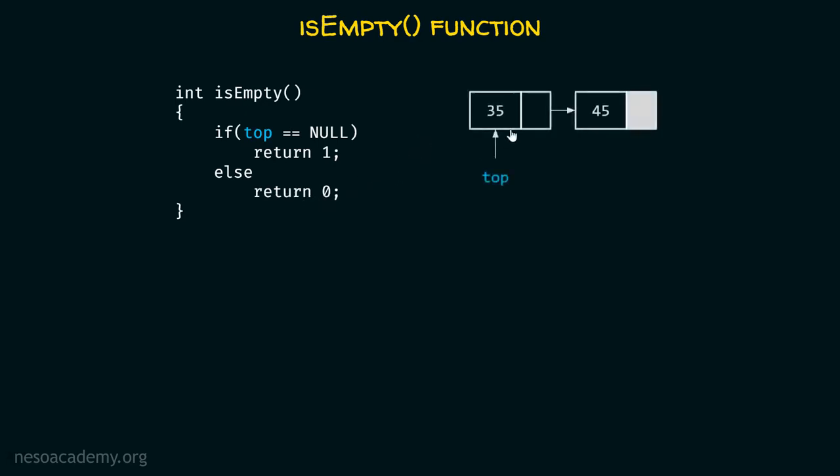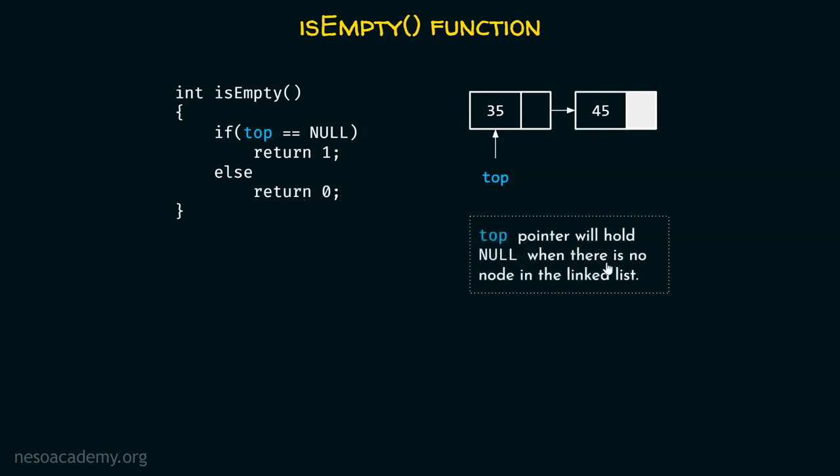Okay, let us suppose this is the initial state of the linked list and the top pointer is pointing to this node, which means top is not null. And this simply means that our stack is not empty. Therefore, this function will return 0. Top pointer will hold null when there is no node in the linked list.